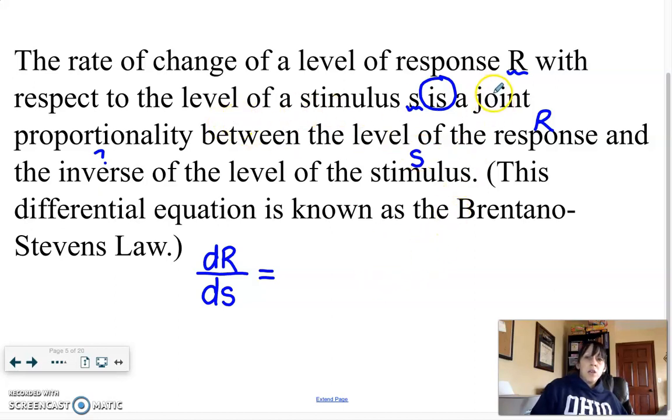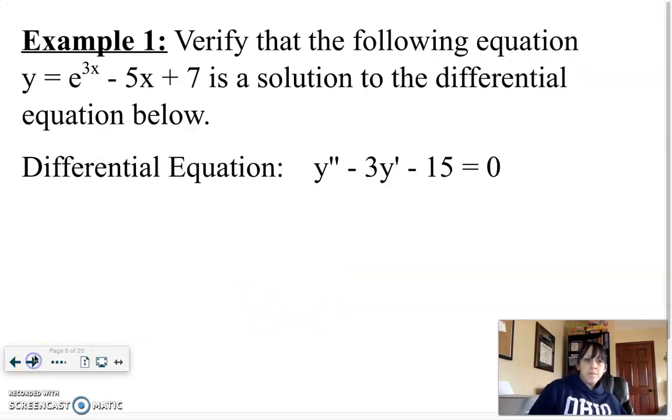Okay, so we're going to start with this joint proportionality thing. Just means you've got two variables that are going to be in your equation. So let's start with the beginning. It says joint proportionality between the level of response. So that would be like your constant of variation multiplied by R. But then it says the inverse of the level of stimulus. So inverse is going to mean that you're going to divide by that value instead of multiplying. So this is actually a real world example called the Brentano-Stevens law. It's something that comes up in psychology. Interesting.